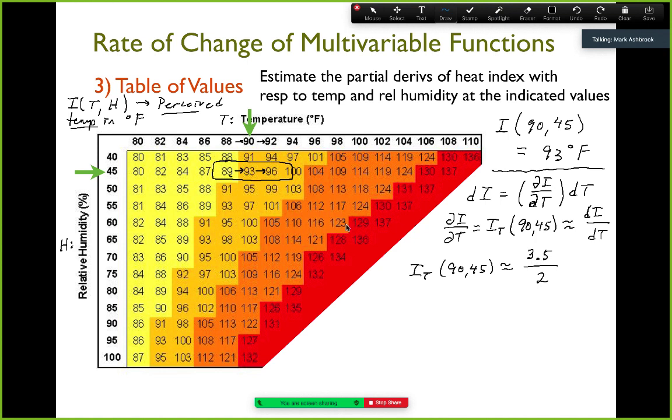An increase of 4 on this side, an increase of 3 on this side. The best we can do is average those together. So around 90, for every change of 2 degrees, we're seeing about a 3.5 change in degrees perceived. And so that is 1.75, in degrees Fahrenheit perceived per degrees Fahrenheit actual.